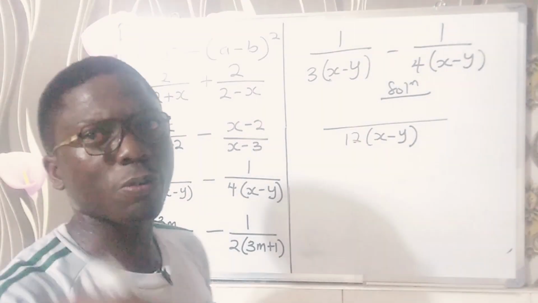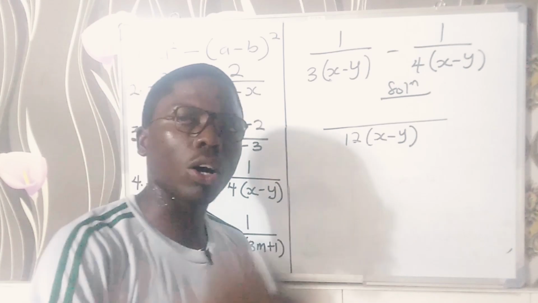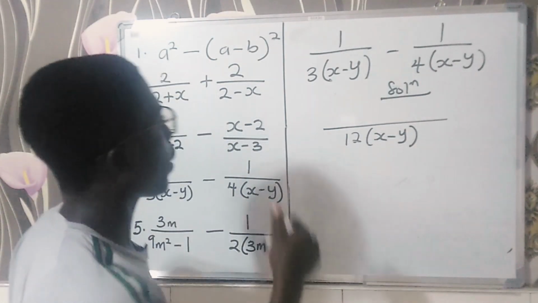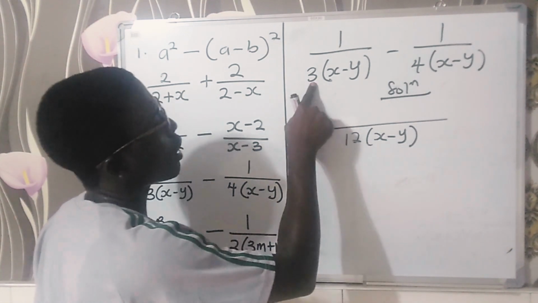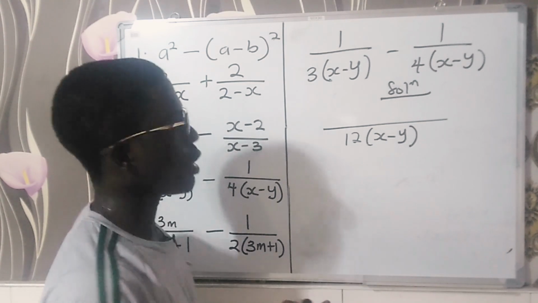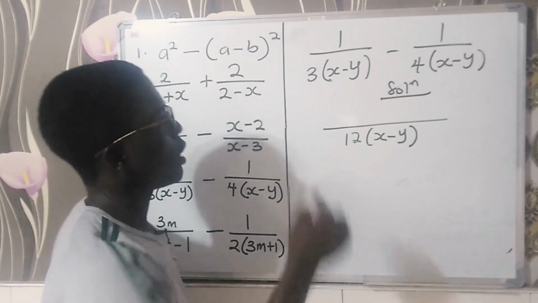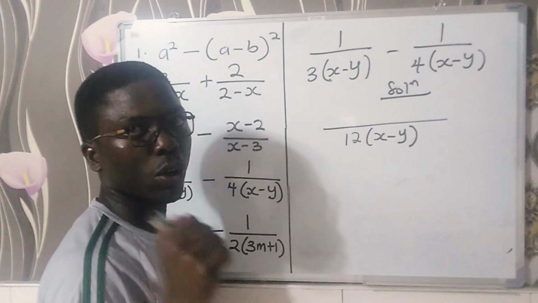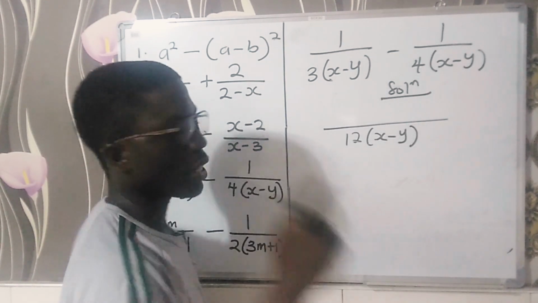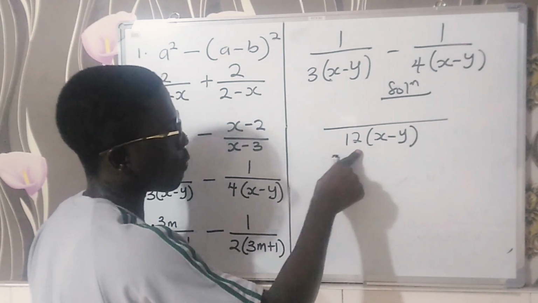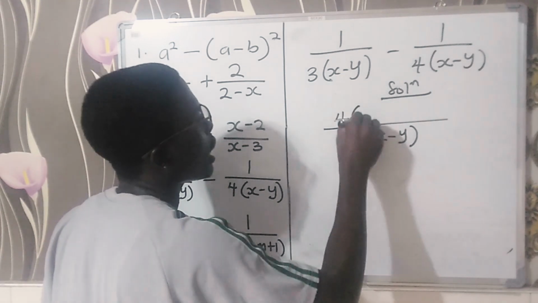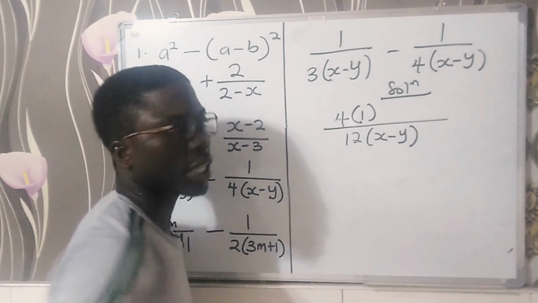If the video is running too fast for you, you can pause it or replay wherever you couldn't get it right. Okay, so let's proceed. This 3 goes into this 12 4 times, like we did for fractions. So this also goes in 1 time. So that 1 times the 4 will be 4 times the numerator here. So we have our 4 here times the numerator 1.